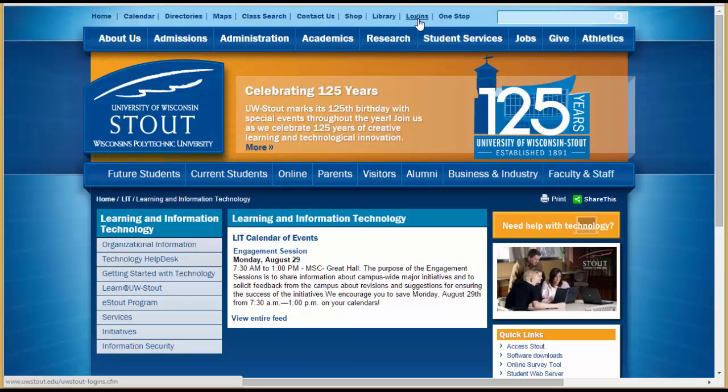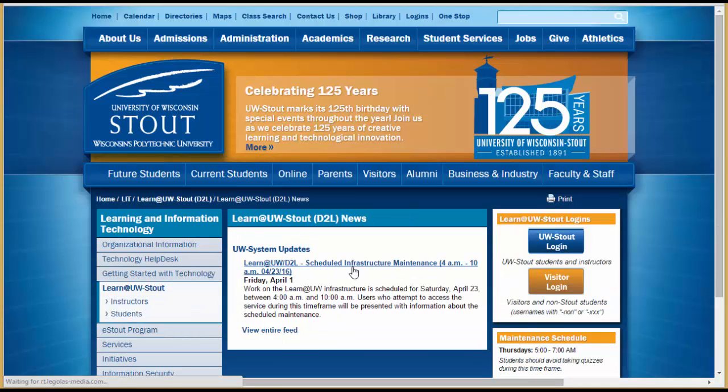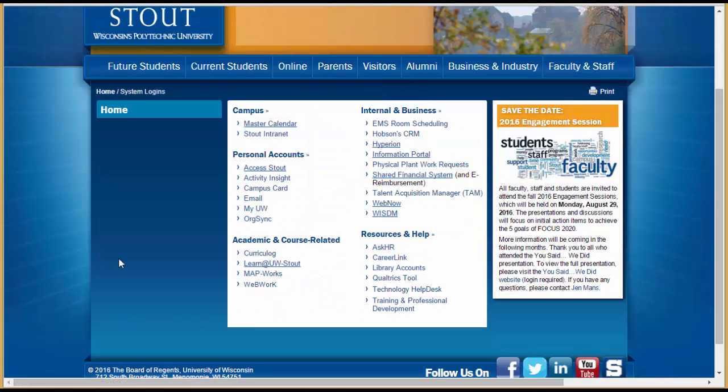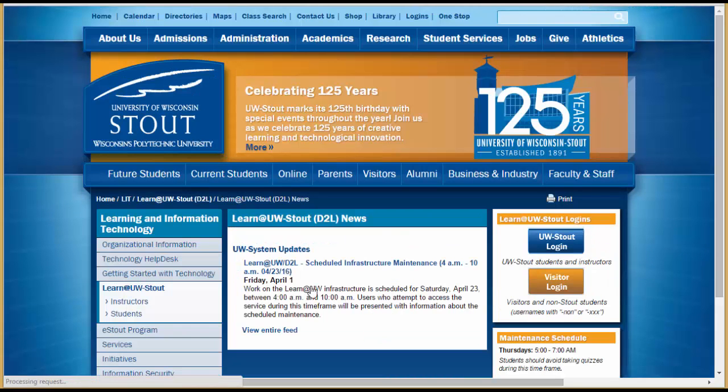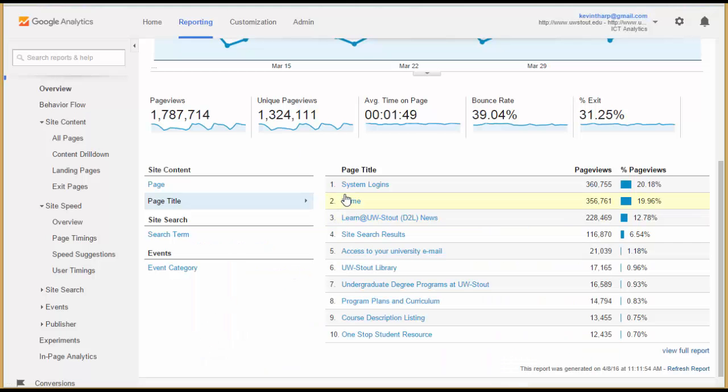To get to that page, there's a couple of ways. I can go there directly, Learn at UW Stout. This is what that page is looking for. It's also accessible from the logins page, where you choose Learn at UW Stout. That brings you to the same page. So what we're looking at is the system logins, which has all the logins for the systems people have to log into. We've got the home page, which is our brand, our most outwardly looking page.